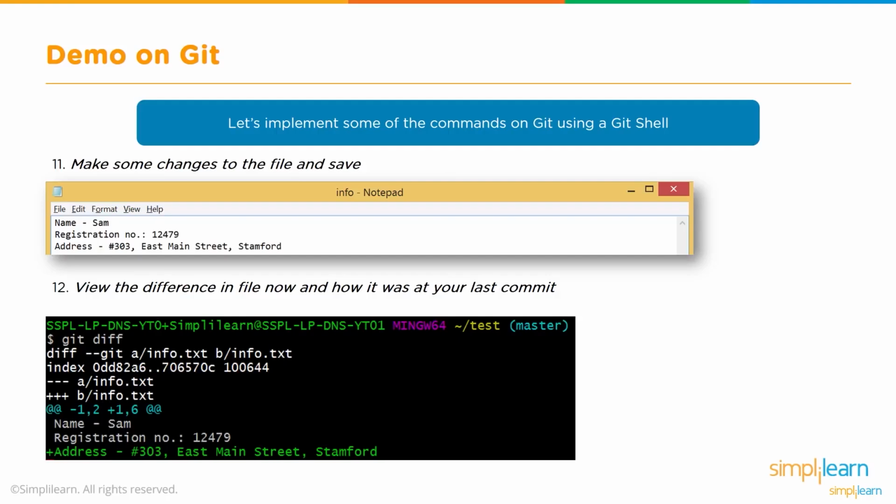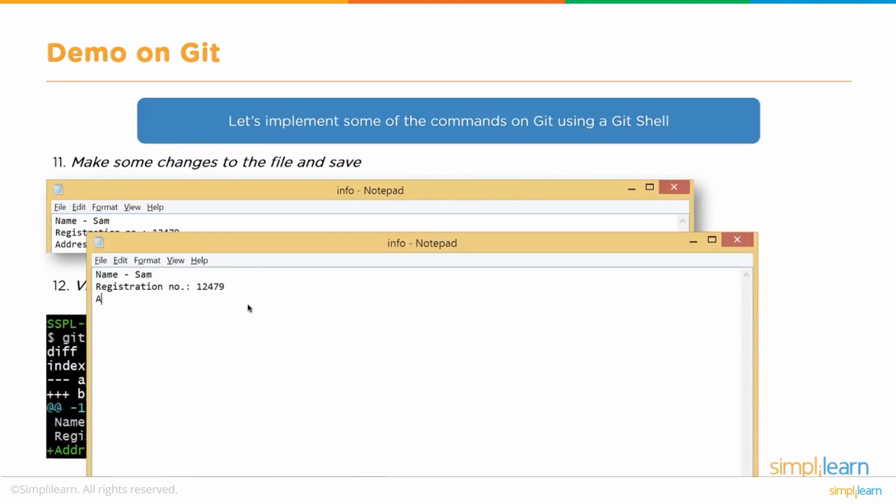So we're going to make some changes to the file, and we're going to save it, and we want to be able to see how we can use Git to compare the differences between the two files. So let's go over, and we're going to make some changes to the info.txt file. Here we are. Here's info.txt. We're just going to add in a new line. We're going to add in the line address, and we're going to save that file.